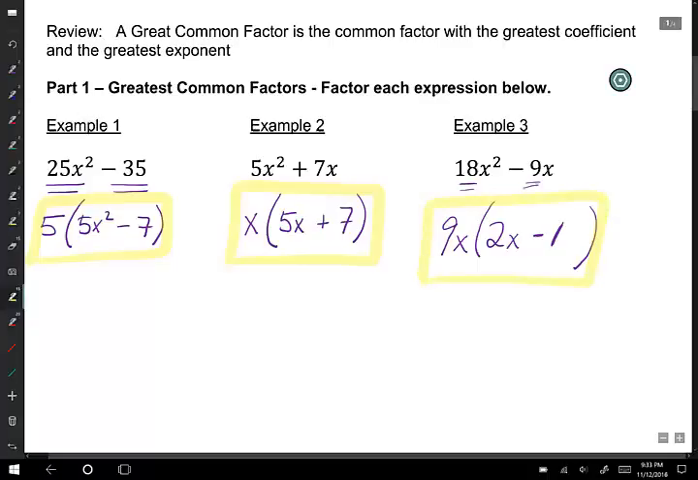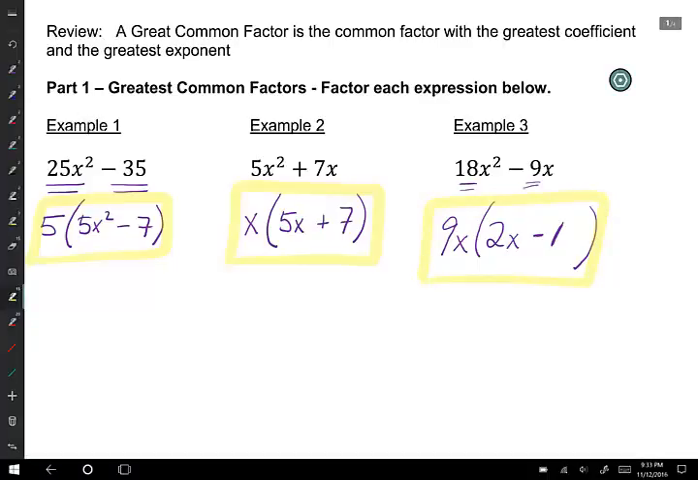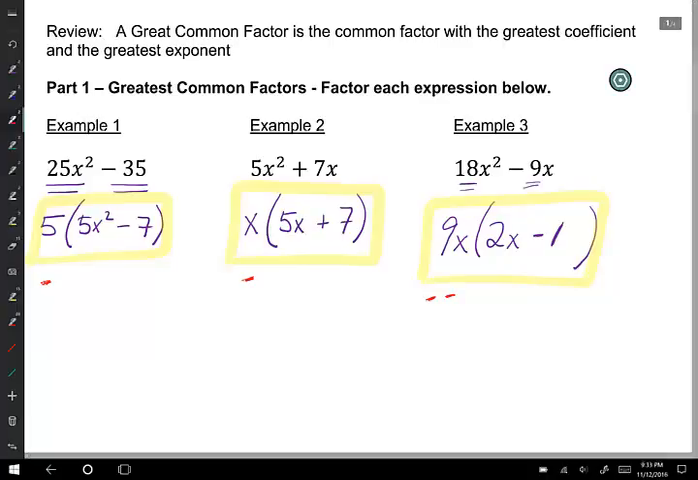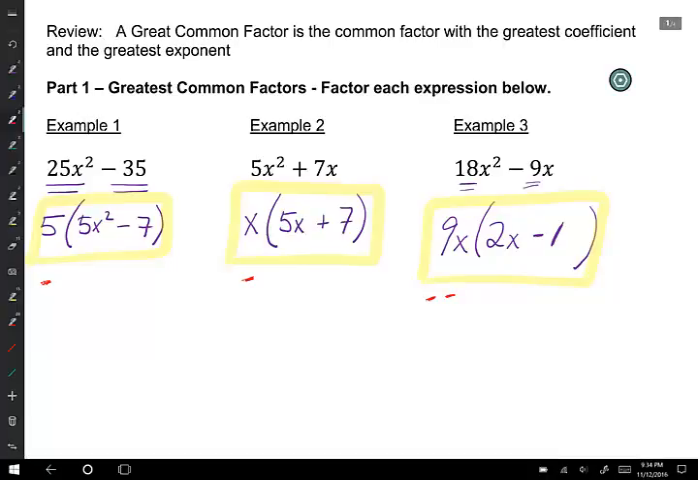So that's greatest common factors. Hopefully that will be a fairly simple approach. You have three possibilities: either a number coming out, or a variable coming out, or a number and a variable coming out. And either way, the answer is not just the 5, the x, or the 9x, but the entire piece brought together.